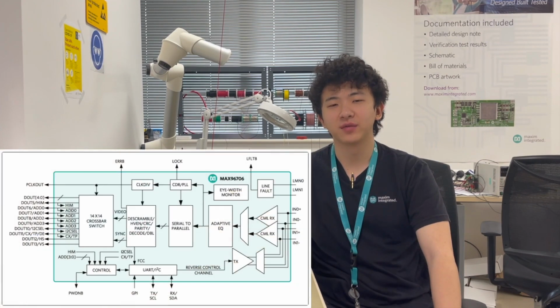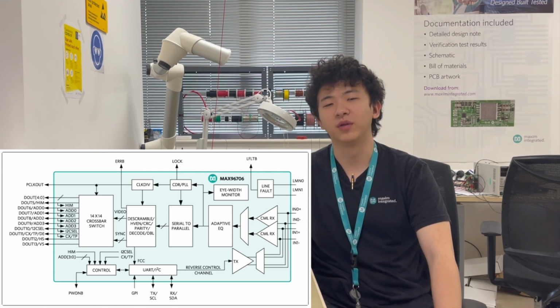The MAX96706 is a 14-bit GMSL deserializer that allows deserialization of single-ended or differential GMSL serial input data and outputs 14-bit parallel output data at a forward serial bit rate up to 1.74 gigabits per second. This device features UART or I2C control channels, GPIO for peripheral control, as well as spread spectrum tracking on the serial input for improved EMI performance.